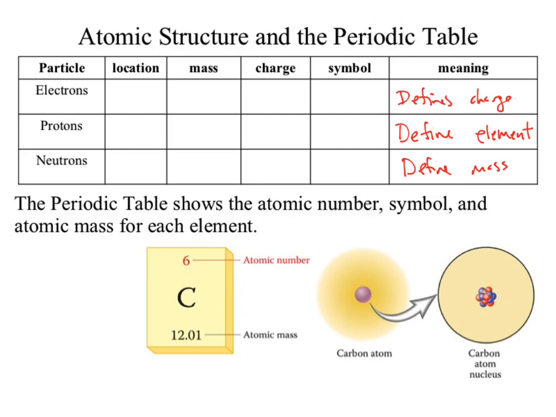What does that mean about Dalton's second law? It's false. Dalton's second law said all atoms of an element are completely identical, which is not true, because I can change the number of neutrons and it can change the mass. Okay?